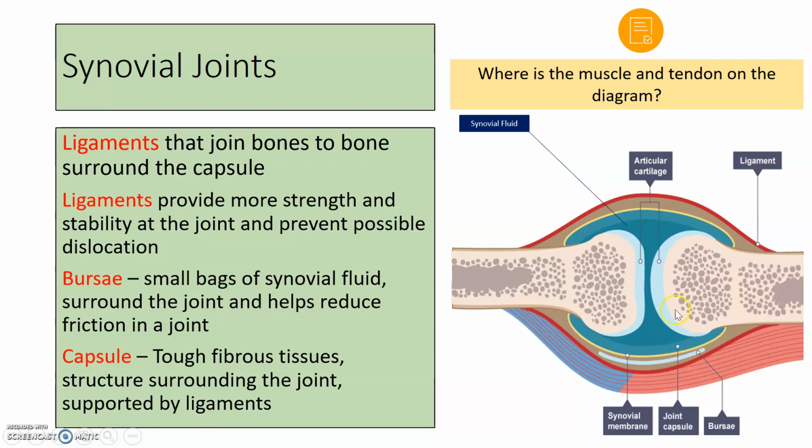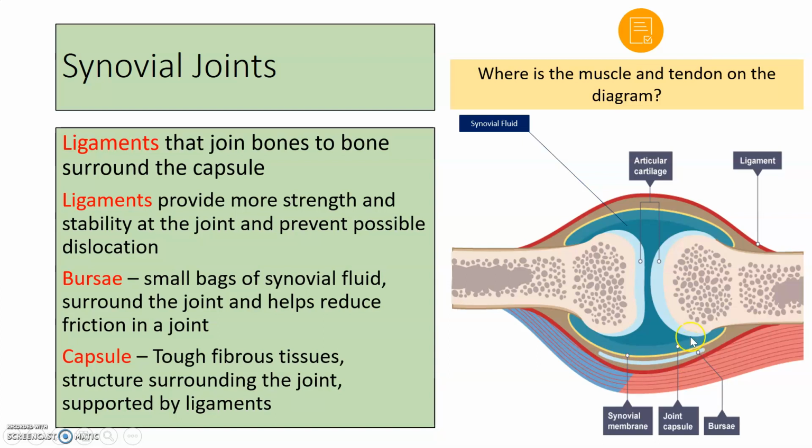So it's another example, not only the synovial fluid, but also these bursae, these small bags, which help to reduce friction to ensure that the movement is more fluid within the specific joints. That range of movement can be increased.